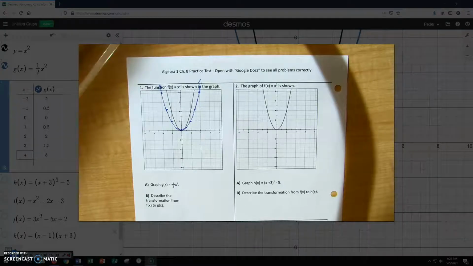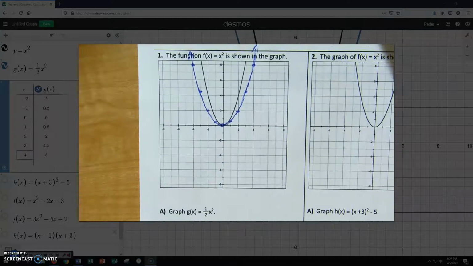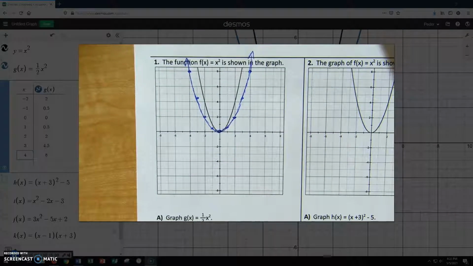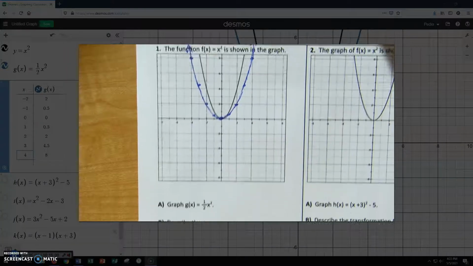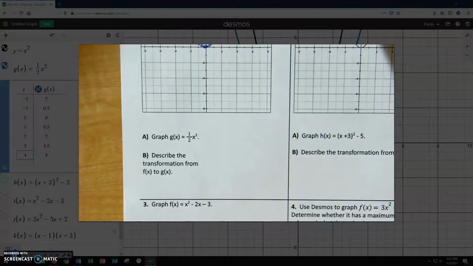I've now gone ahead and transferred g of x equals 1/2 x squared onto the paper. I'll zoom it in. And while we're doing this, of course, pause the video if you need to write anything down or if you want to just look at it. So that's the graph. And on the actual test, you're not going to be graphing, but I will be asking you to describe the transformation.